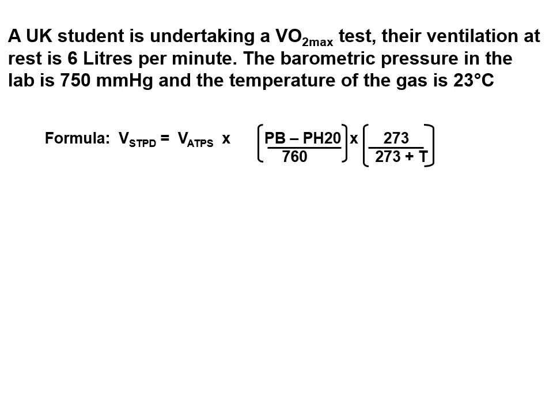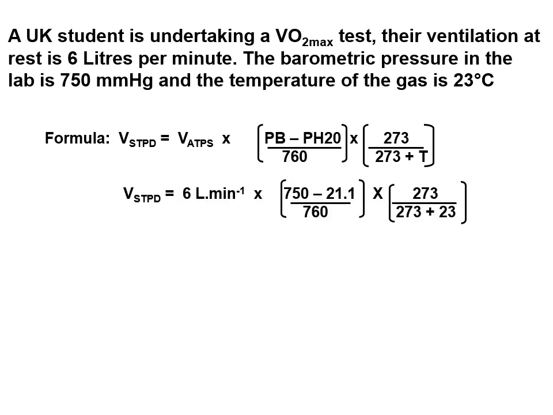Now we're going to work through an example of how to standardise gas volume. The example here shows a UK student undertaking a VO2 max test, and their ventilation at rest is 6 litres per minute. The barometric pressure in the lab is 750 millimeters of mercury, and the temperature of the gas is 23 degrees. We're going to work through the formula now and see how we can standardise that gas volume of 6 litres per minute.